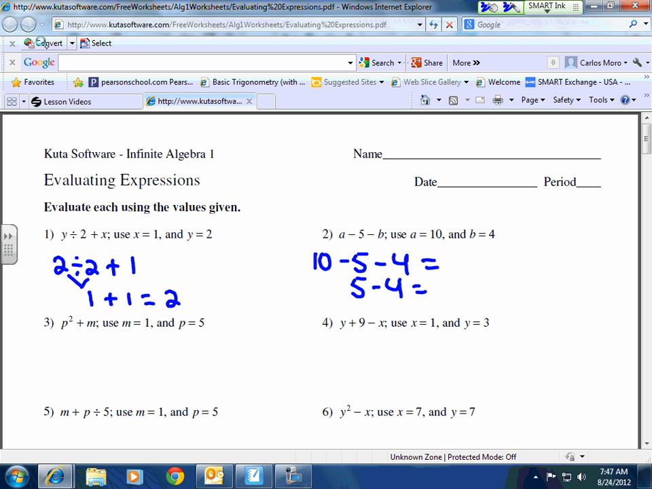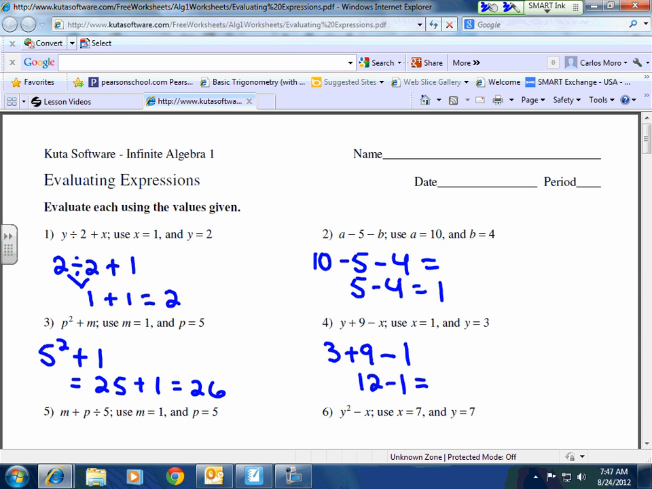Minus 4 is 1. P squared plus m. P is 5. So 5 squared plus m, which is 1. So that's going to equal 25 plus 1, which is 26. Y plus 9 minus x. Y equals 3 plus 9 minus x, which is 1. So I got 3 plus 9, which is 12, minus 1. It's going to equal 11.